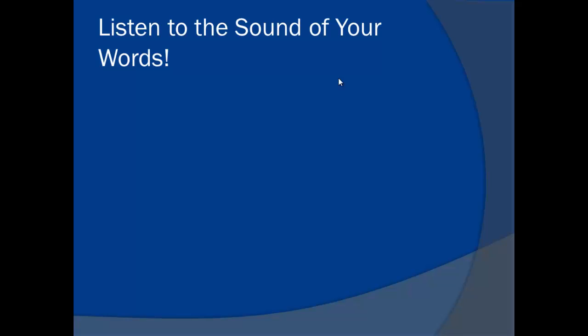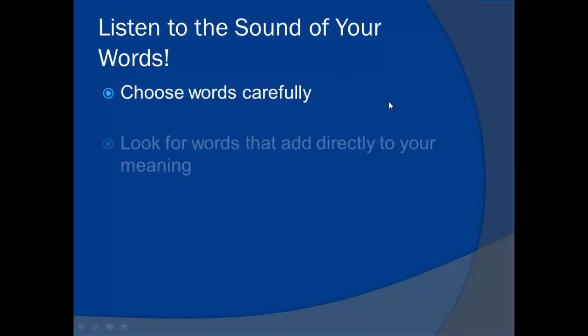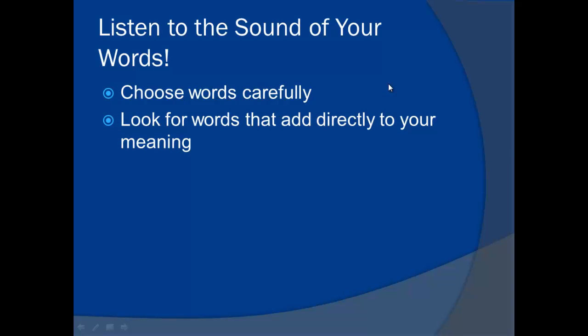Next thing you should remember as you're writing your poem is to listen to the sound of your words. Choose words carefully. Remember, in poetry you have a very limited amount of space to get your idea across, so each word needs to count for something. Make sure that you're looking for words that add directly to your meaning. And look for words that sound good. Part of poetry, beyond the meaning of poetry, is the sound of it. So you're looking for words that really mesh well with the other words that you're using, that add a good, strong sound to your writing.